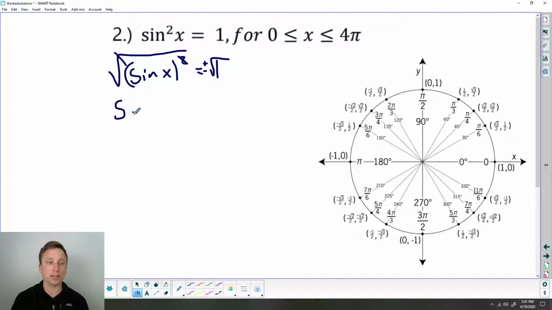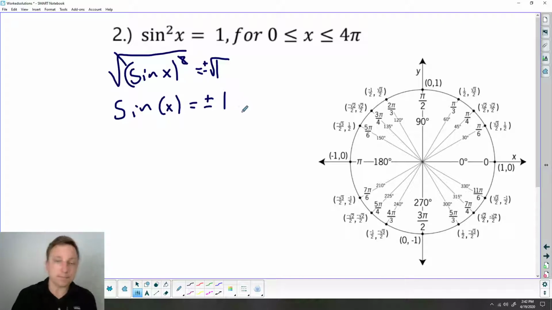So what we're left with is sine of our x value that we're looking for, or what values do we take the sine of to produce positive or negative 1. And to do this, let's work through the unit circle. We'll look at 1 revolution, which is what is represented in this image to the right, and then we'll just add 2 pi to our answers to get that 4 pi in our domain.